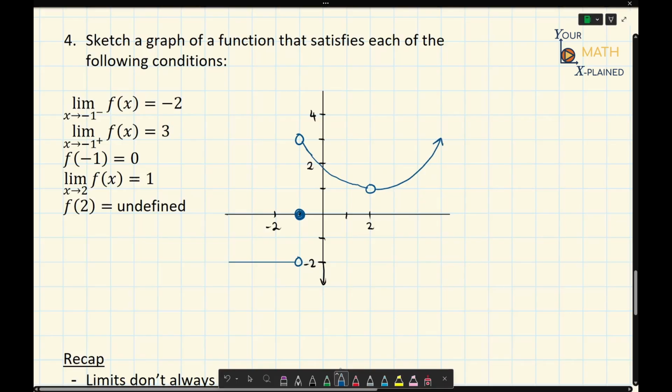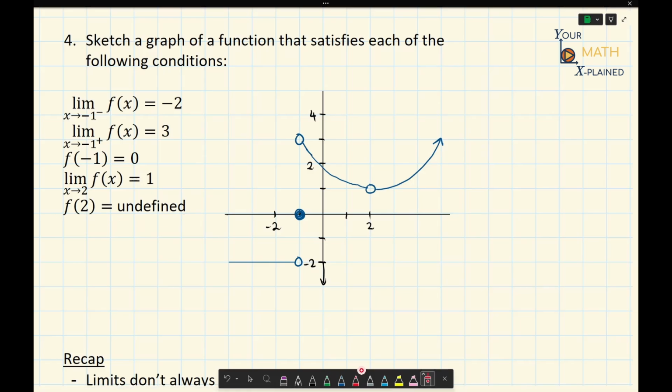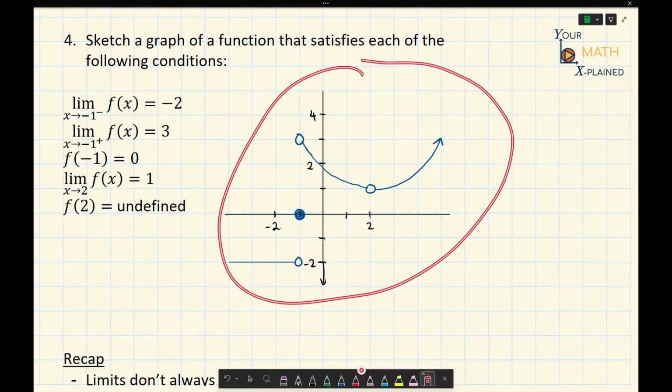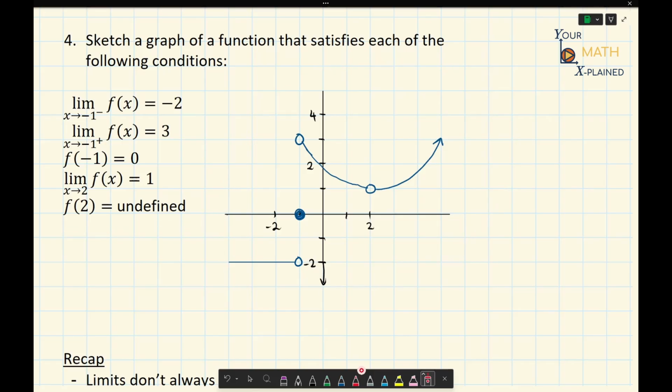However, notice how I have now put a hollow dot over there. The reason is our last condition, which says that f of 2 is undefined, which means that x equals 2 is not within our domain. This is why this point is removed from the graph. So this would be a graph of a function that satisfies all of these conditions. You could draw something that looks completely different, but the important part is that these limits need to be exactly where they are, while the behavior of the graph here, here, and here can be different.